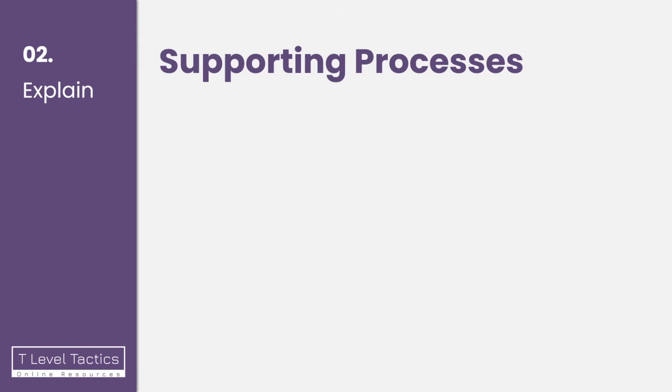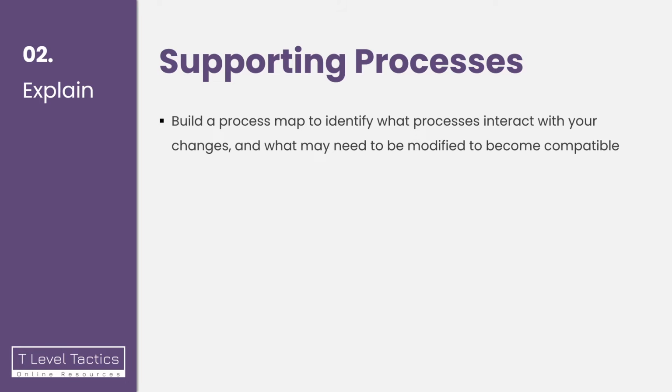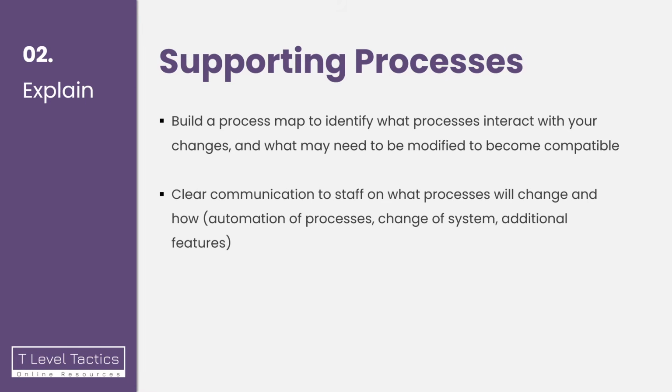Part of this might be building a process map to identify what processes interact with your changes and what might need to be modified in order to become compatible. We could also communicate clearly to staff on what processes are going to change and how exactly they're going to change. It could be that a process is suddenly becoming automated and they no longer have to do something. Excellent, they'll love that. It might be that a system is changing in some way, or perhaps a new system is being brought in to replace an old one. There's going to be a little bit of training and upskilling there to use it. It could be the existing system is just getting some additional features.